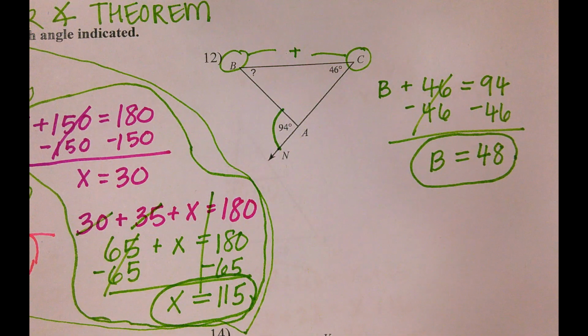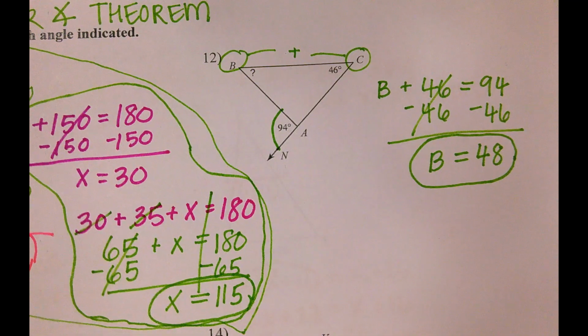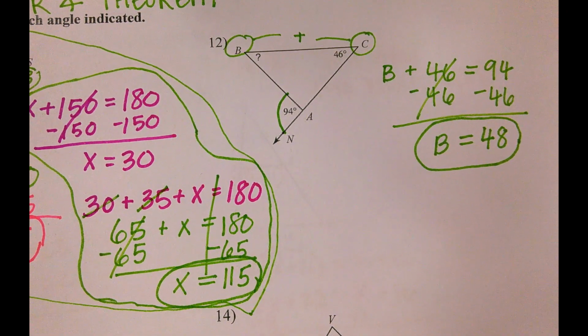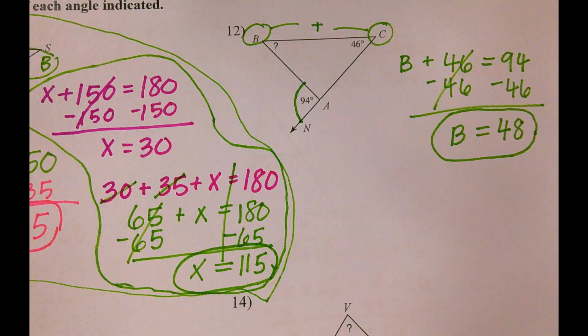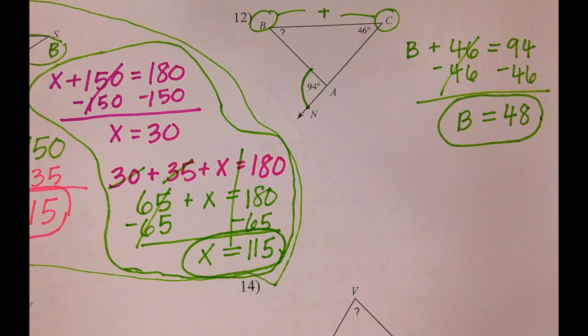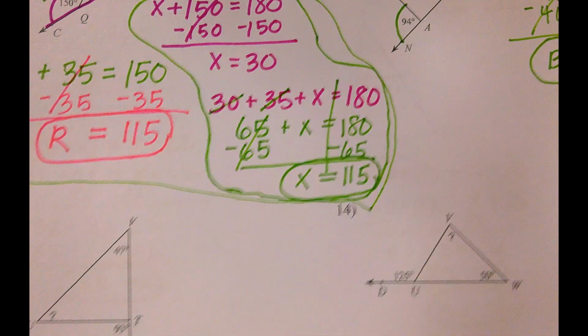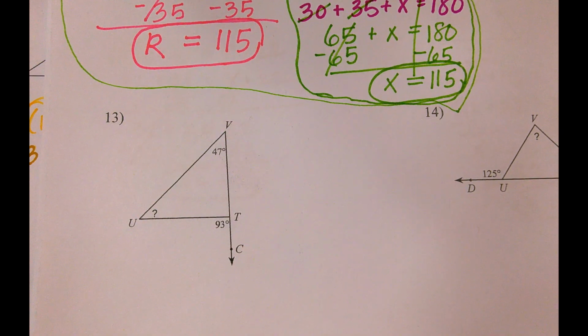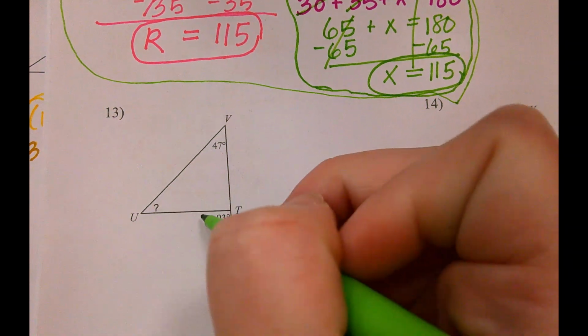Okay, so for number 12, we got B equals 48. And let's do one more of these. Anybody still need 12? Still writing it? Okay. All right, so let's look at number 13. Which angle is my exterior angle? 93 degrees. This is my exterior angle.